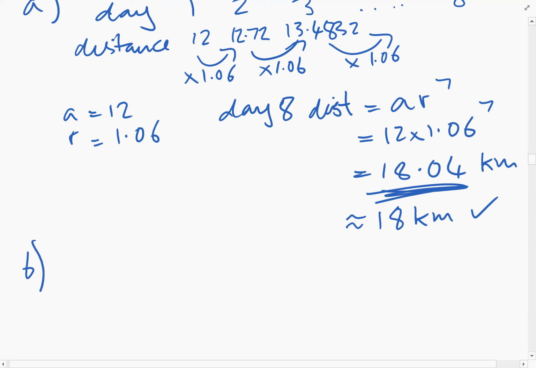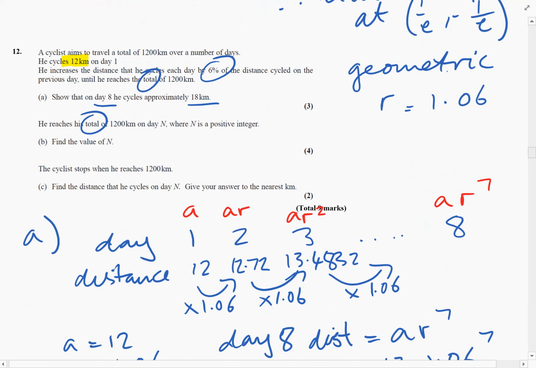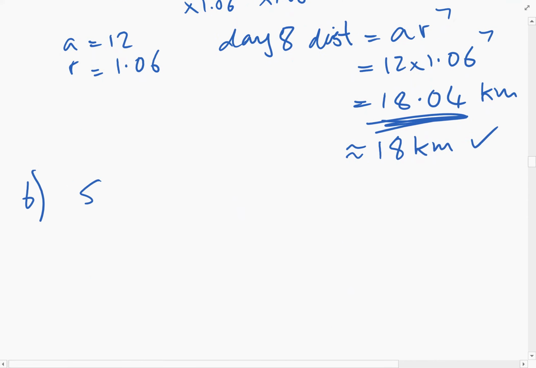Okay, so now this is where I found a lot of students didn't do the sum. Okay, but you've got to read the question carefully. It says he reaches his total of 1200 kilometers on day N. That's the total of all the days cycled so far. Okay, so you have to do the sum formula for this. So we're finding the total sum needs to be 1200, and you want to know what day the total will reach 1200. Okay, so we know A is 12, we know R is 1.06.